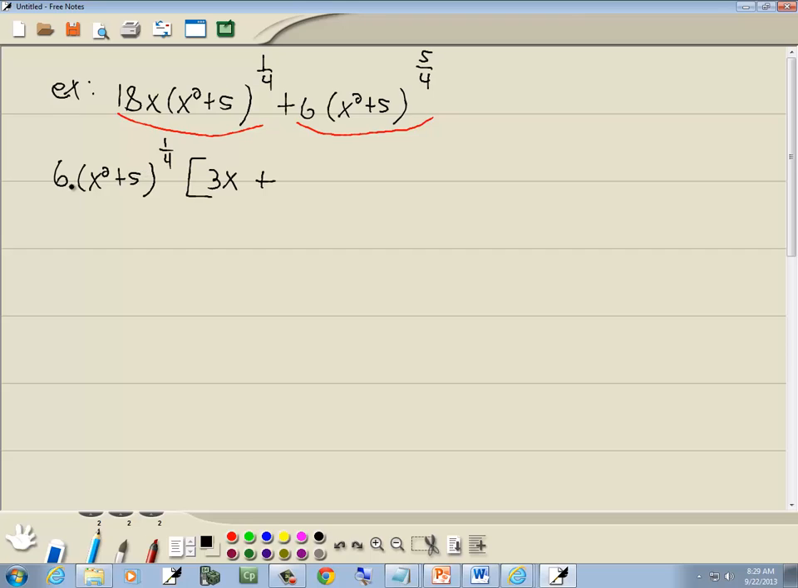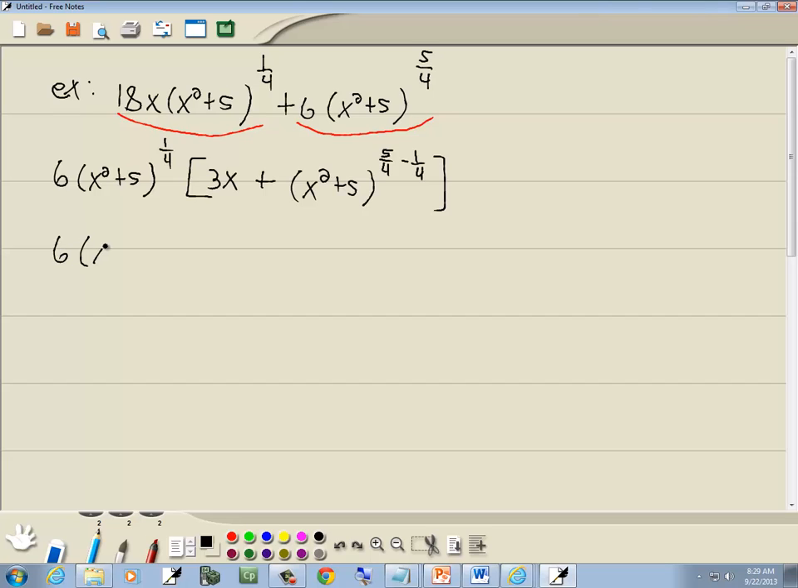Plus, that 6 is gone. We took that out. And here we have (x squared plus 5) to the 5/4, and we took (x squared plus 5) to the 1/4 away. Well, to decide what's left, you're going to subtract the exponents. So that's 5/4 minus 1/4. Now, if it matches exactly, see how it matched exactly here, then you just take it all the way. But if you have 5/4 here and then you bring out 1/4, then you subtract them to see what's left.